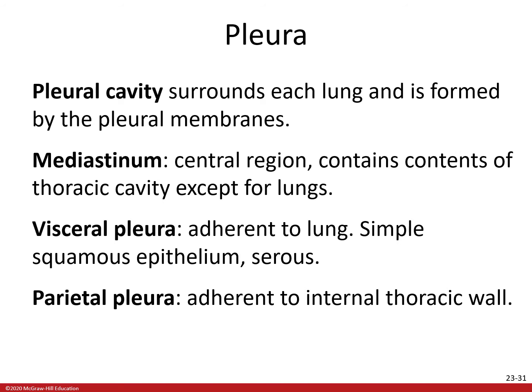You're going to have a visceral pleura, which is going to be a membrane that is adherent to the lung, so it sticks to the lung. It is a serous membrane. And then you have the parietal pleura, which is going to be adherent to the internal thoracic wall. It's still going to surround the lung, but it's not attached to the lung. The visceral pleura is attached to the lung. The parietal pleura is going to be attached to the thoracic wall. So really the only difference between the visceral and parietal pleura is what it is clinging to.